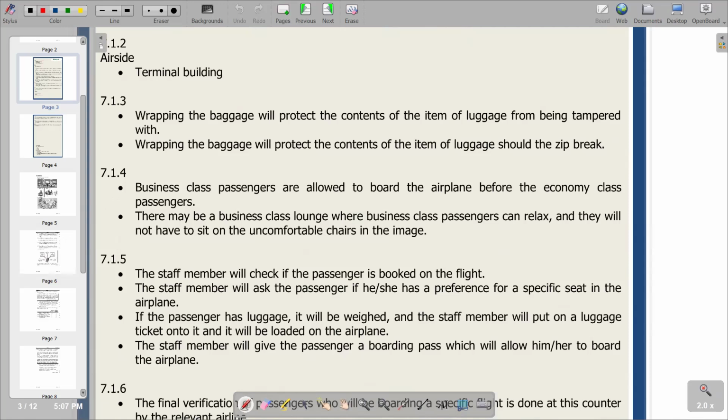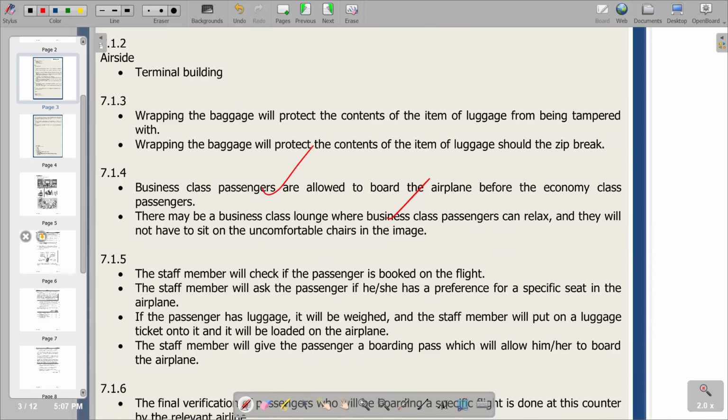And then there may be a business lounge where business class passengers can relax and they will not have to sit on the uncomfortable chairs in the image. So that's what we have in terms of advantages that we can deduce for business class passengers.